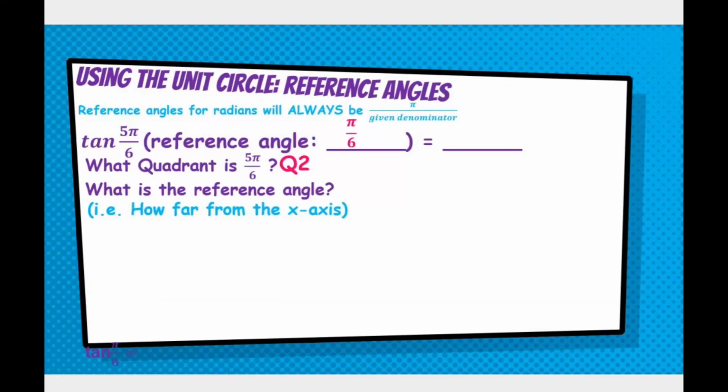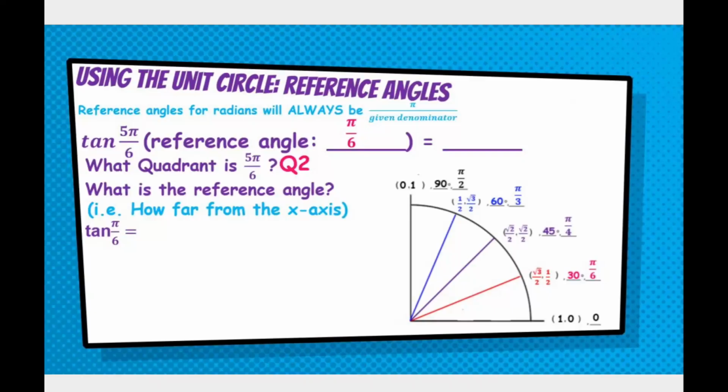So my reference angle is just pi over 6. So now I'm going to go back to my quadrant 1, look at pi over 6. That's the very first line that we have, right? And it's 1, 2, 3, 1, so 1/2 over square root of 3 over 2. Right there, 1/2 over square root of 3 over 2.